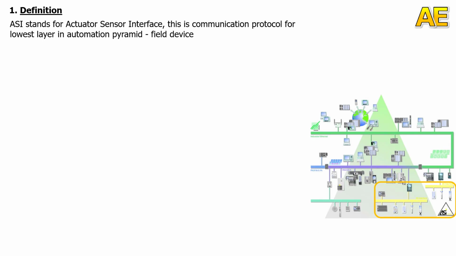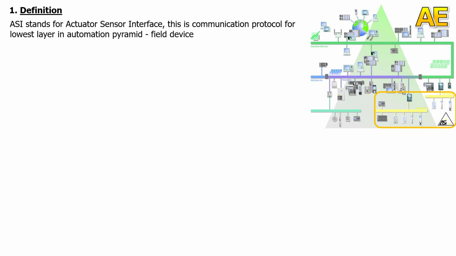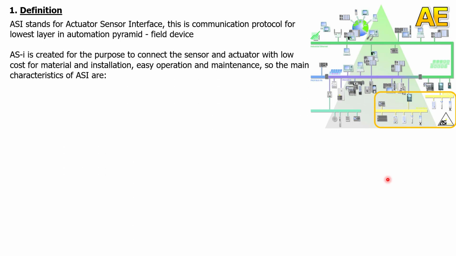And you can see the automation pyramid here. And this is the ASI network. The ASI is created for the purpose of connecting the sensor and the actuator with low cost for the material and installation. Also easy for operation and maintenance. So the main characteristics of the ASI are below here.